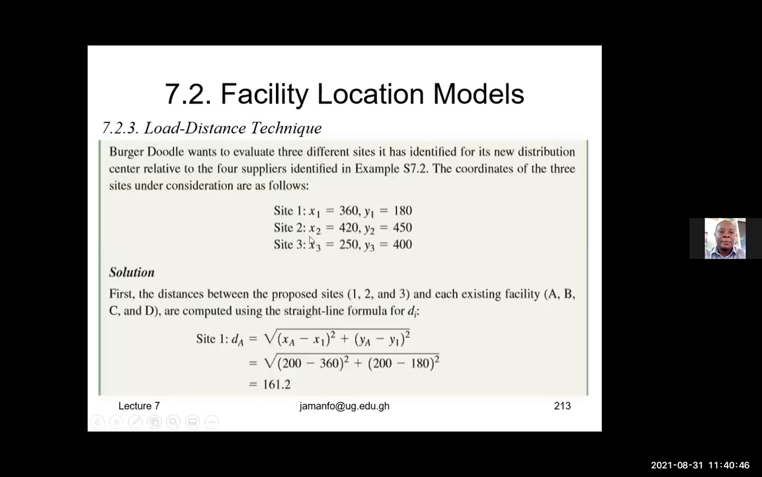Now you are going to do the same thing for site 2. You pick site 2 and supplier A, and you do the same set of calculations for all the four existing suppliers. You follow the same principle as we've gone through. Then when you are done, you go to site 3 and also look at the distance between site 3 and the existing facilities.